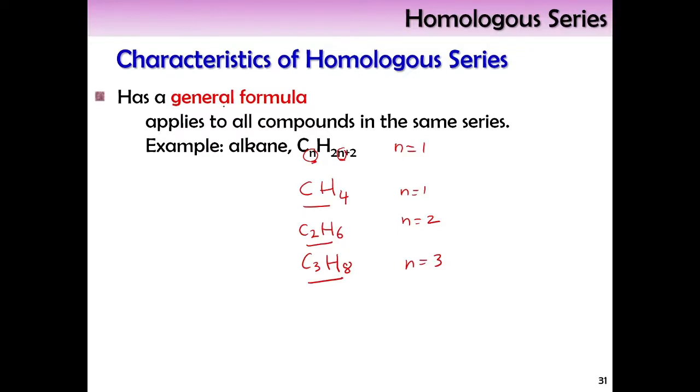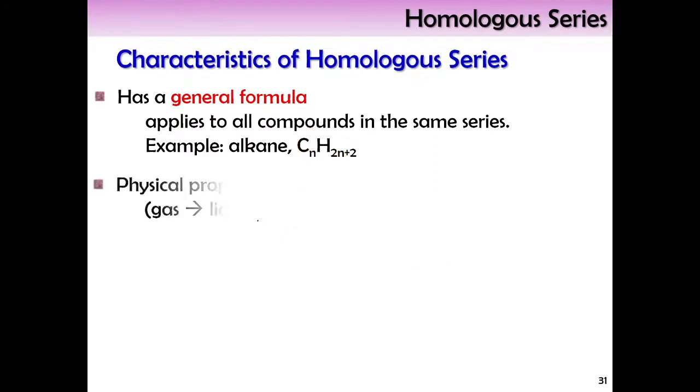So it has a general formula that applies to all compounds in the same series. For example, alkane CH4 still follows CnH2n+2. C2H6 is still alkane, still following the same formula. C3H8 still follows the same rule of CnH2n+2. Okay, so that is what it means.